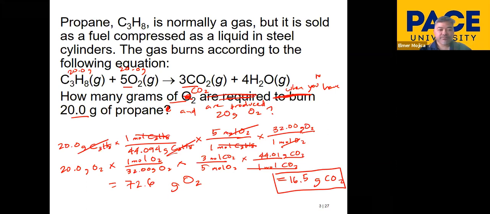Now, which do you think is the limiting reactant between propane and oxygen if both of them have 20 grams? Anyone? So 20 grams of C3H8 versus 20 grams of oxygen, which is the limiting?